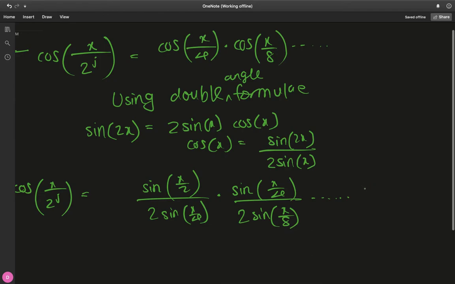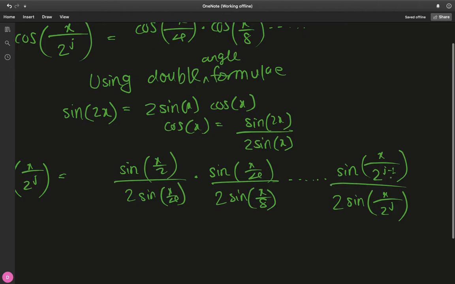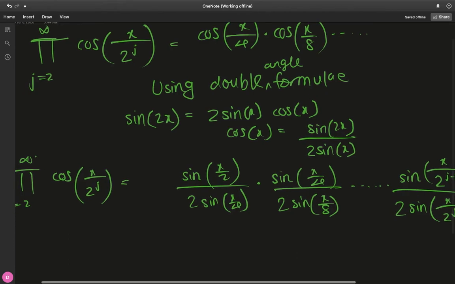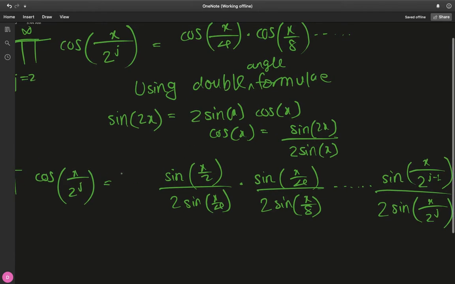Say the last term is sine of x over 2 to the j minus 1, because it's twice of x over 2 to the j, divided by 2 times sine of x over 2 to the j. Since j is going to be the last term, and recall that we had an infinite product with infinity as our upper bound, we can take the limit as this last representative term with index j goes to infinity.